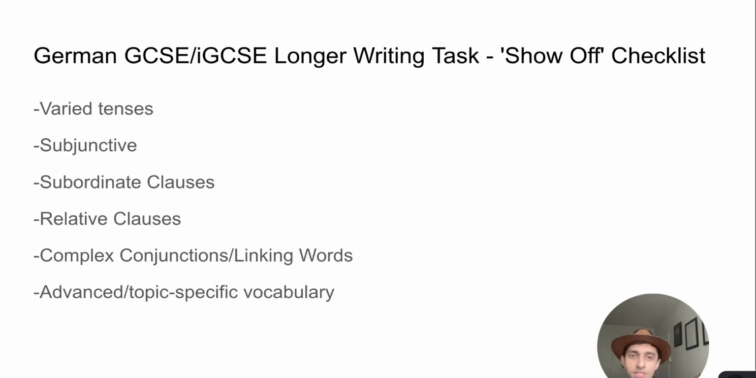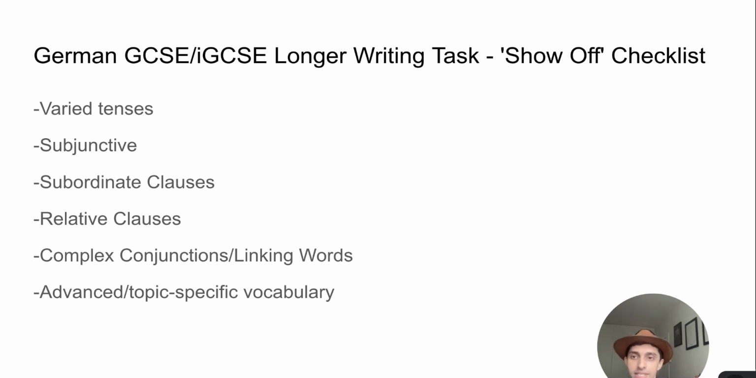So, as promised, here is my show-off checklist of essentially more complex verb forms and grammar forms for German GCSE or iGCSE, that you should look to incorporate in your longer writing task to really impress the examiners and push your grade up towards those top grades or the top bracket of grades.